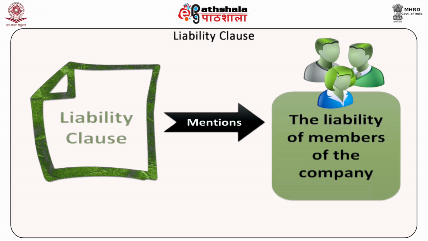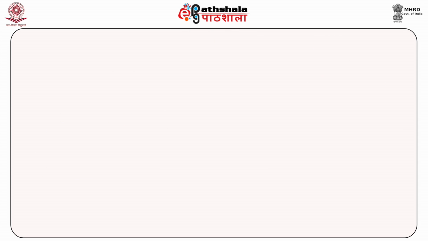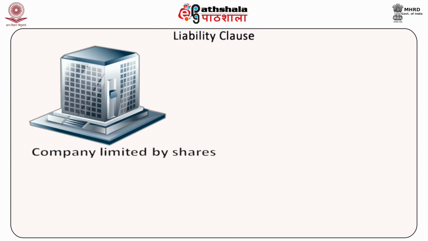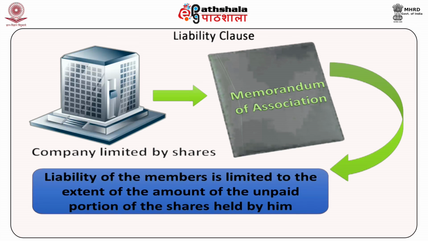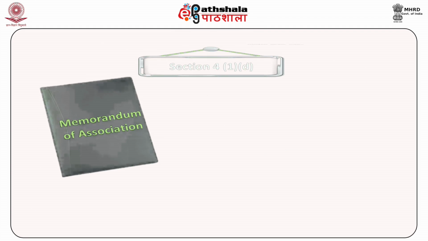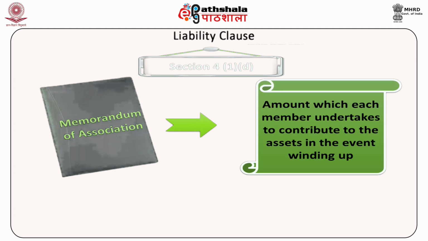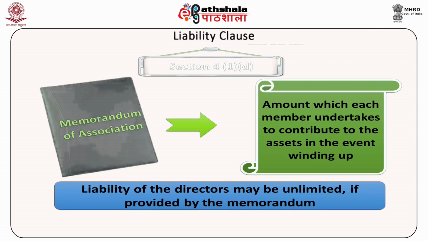The liability clause mentions the liability of members of the company. In case of a company limited by shares, the memorandum of association must have a clause to the effect that the liability of the members is limited to the extent of the amount of unpaid portion of the shares held by them. The MOA of a company limited by guarantee must state the amount which each member undertakes to contribute to the assets of the company in the event of its being wound up, under Section 4, Subsection 1, Clause D of the Act. In a limited company, however, the liability of the directors or any director or manager may be unlimited if so provided by the memorandum.